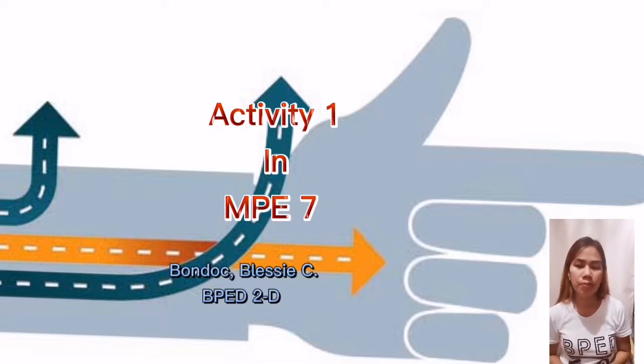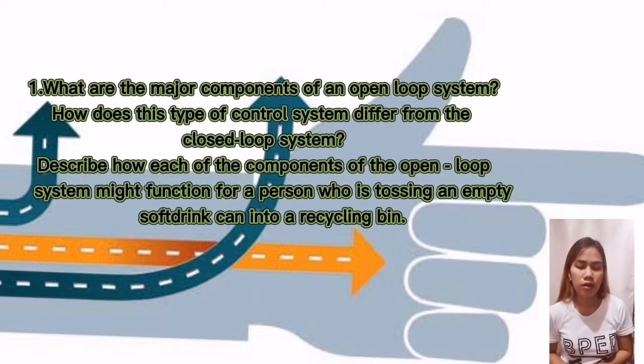I'm going to answer the following questions. First, what are the major components of an open loop system? How does this type of control system differ from the closed loop system? And describe how each of the components of the open loop control system might function for a person who is tossing an empty soft drink can into a recycling bin.